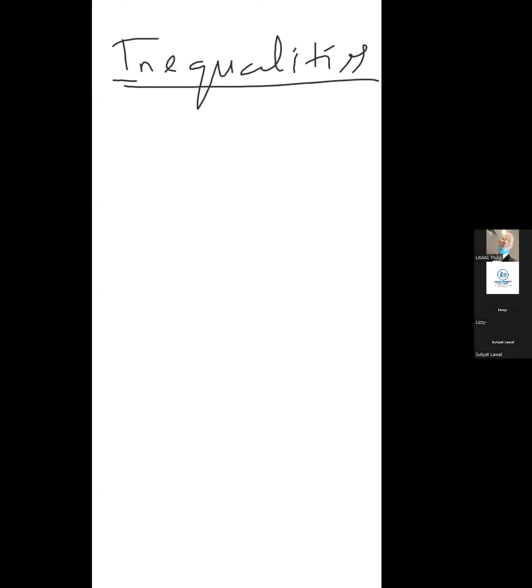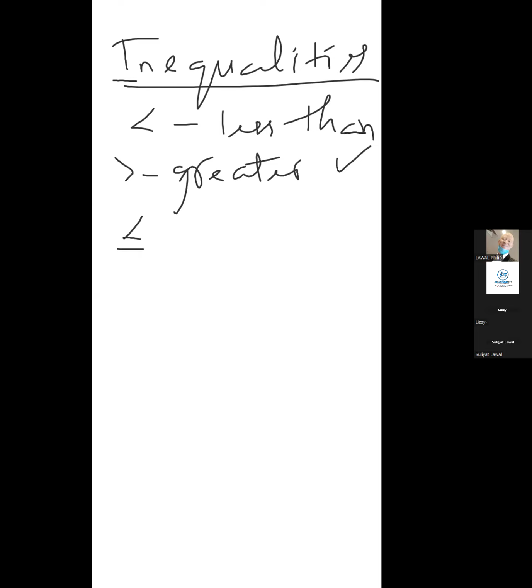Please note these signs. This is less than. This is greater than. And this is less than or equal to. This is greater than or equal to. This is not less than. This is not greater than. All right. I think these are the things you need to know.